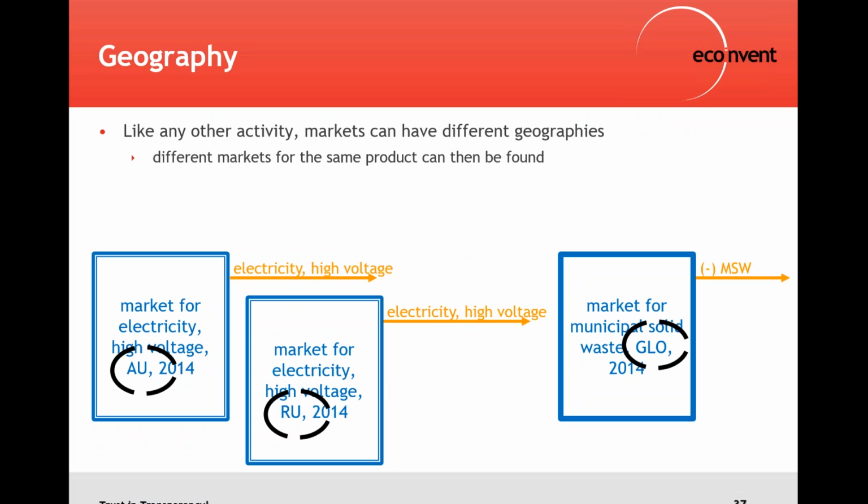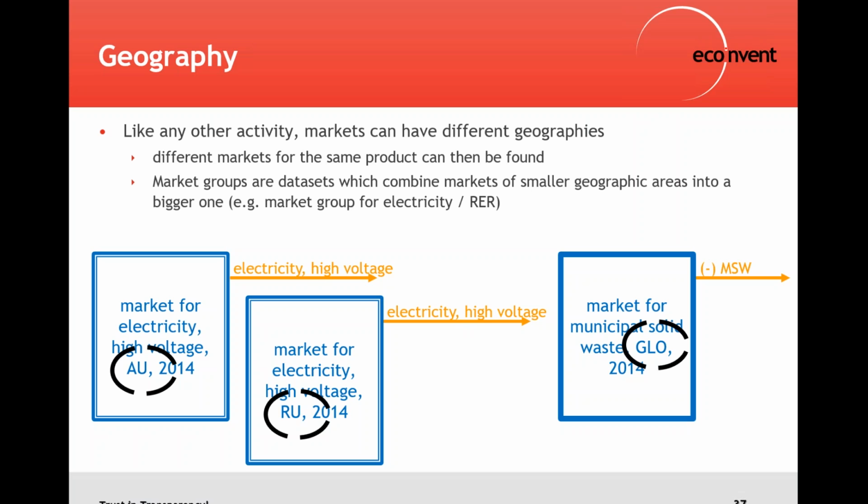In the case of electricity, we cover local production very well, so we have many local markets that are in each case covering a country or a region within a country. We have, for example, all Chinese provinces, and we will have several other countries split in provinces or in regions. And we also have market groups, a feature developed only since version 3.2. Those are datasets that combine markets of smaller geographic areas into a bigger one. For example, you can have the market group for electricity Europe, which will combine all the countries within Europe into one market group. These market groups are designed mainly to ease the analysis of the supply chains.